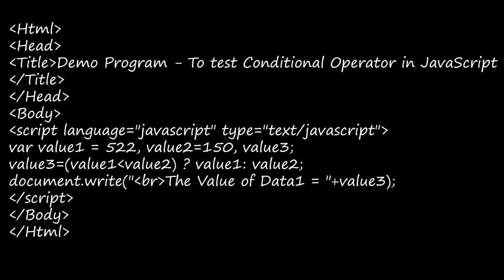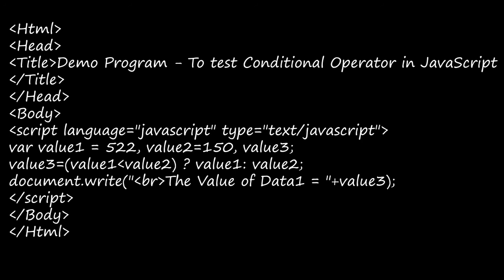What will be the value 3? Here, value 1 is less than value 2. Whether that is true. Value 1 is 522. Value 2 is 150. So, 522 is not less than 150, right? So value 2 will be displayed in the output. False means value 2 will be displayed, right? If this condition is true, value 1 will be displayed. Since this condition is false, value 2 will be displayed in the output.